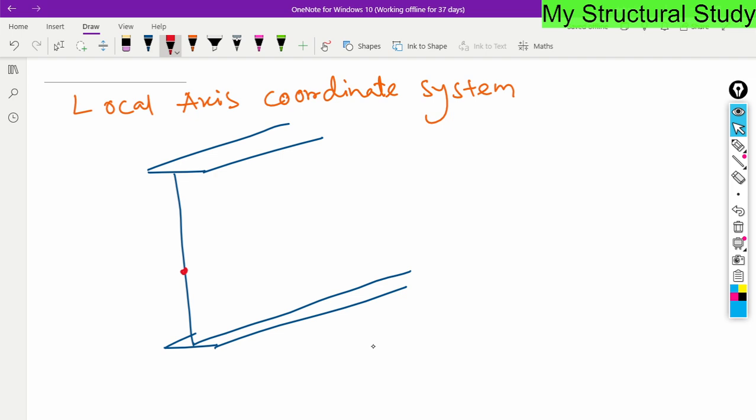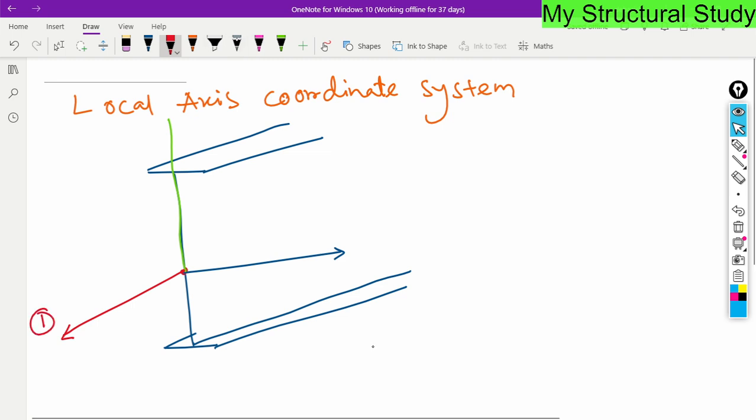This is the CG point of this beam. This is one axis, this is another axis, and this is another axis. So this axis we can call axis 1, this axis we can call axis 3, and this axis is axis 2. The forces along axis 1 is F11.